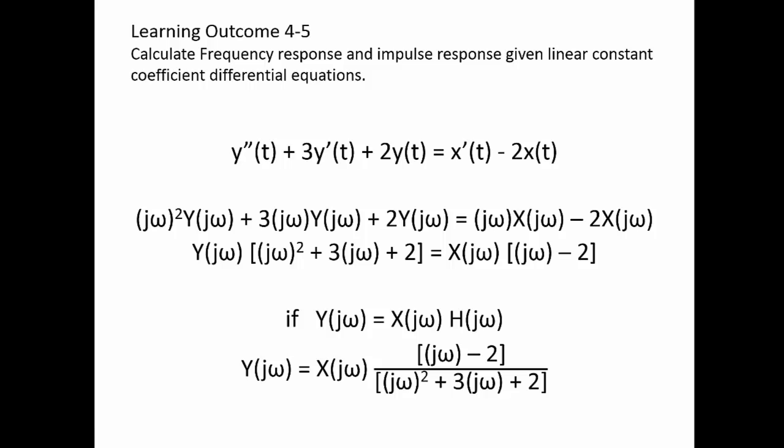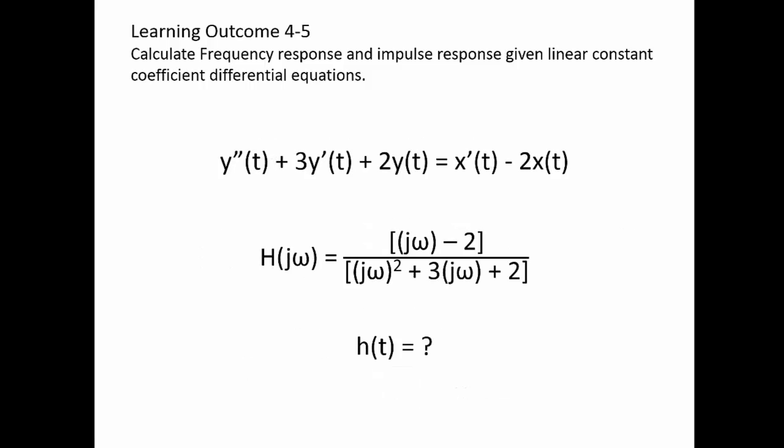Now, what was that H of j omega? That's called the frequency response. It is the same thing you saw in Chapter 3 that you found using eigenfunction methods. This does not supersede that. You now have 2 tools, and which one to use depends on how the problem is phrased.